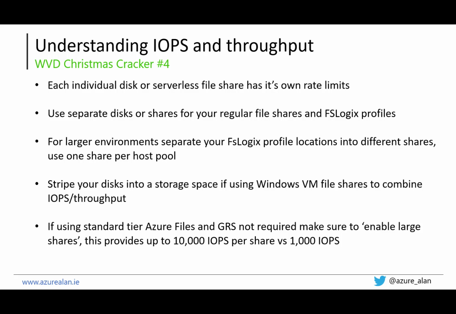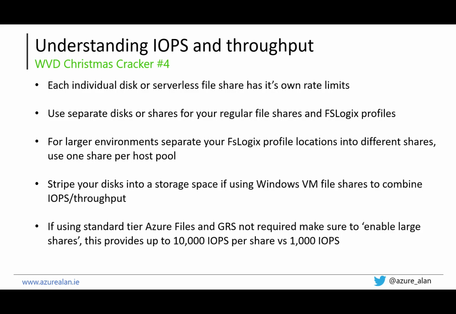Because each file share has a dedicated amount of IOPS and throughput, it's a good idea to use different shares for your FSLogix containers and for your regular file shares. So rather than lumping them all onto the same share or onto the same VM disk, use separate disks or separate file shares for those different purposes. For larger environments where you would have multiple host pools, again use separate file shares for those host pools, because if they're all sharing the same file share, they've all got the same amount of IOPS and throughput divided amongst the number of users. If you separate these out logically, you'll get dedicated IOPS and throughput for each file share.